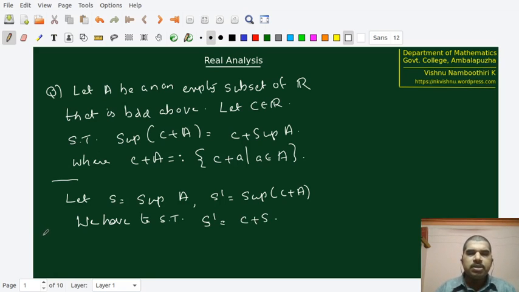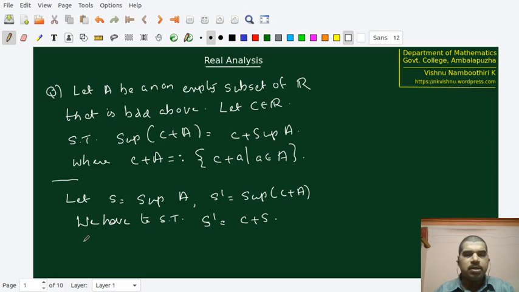To show this, in most problems like this, what we usually do is show that S prime is less than or equal to C plus S, and C plus S is less than or equal to S prime. That means one number is less than or equal to the other, and the other is less than or equal to the first, and therefore both numbers become equal. So exactly the same procedure we are going to adopt here. We have to show that supremum of C plus A is equal to C plus supremum of A.